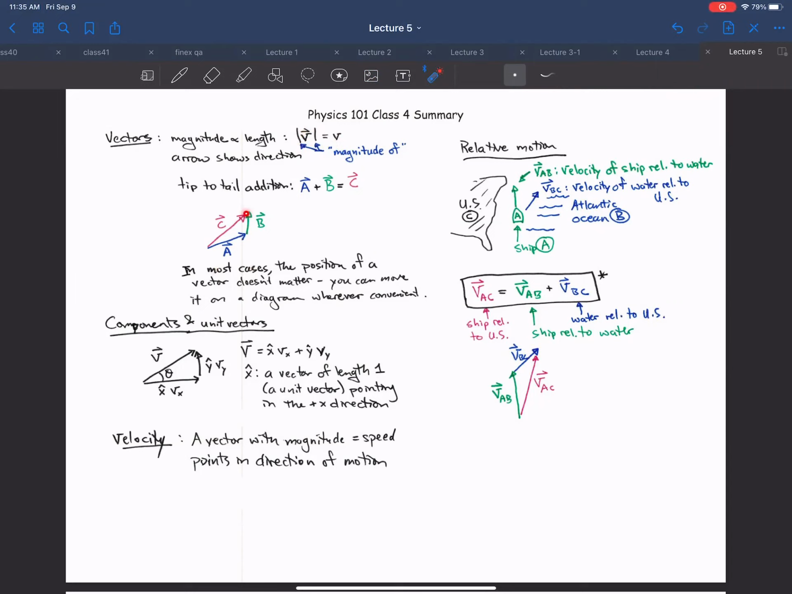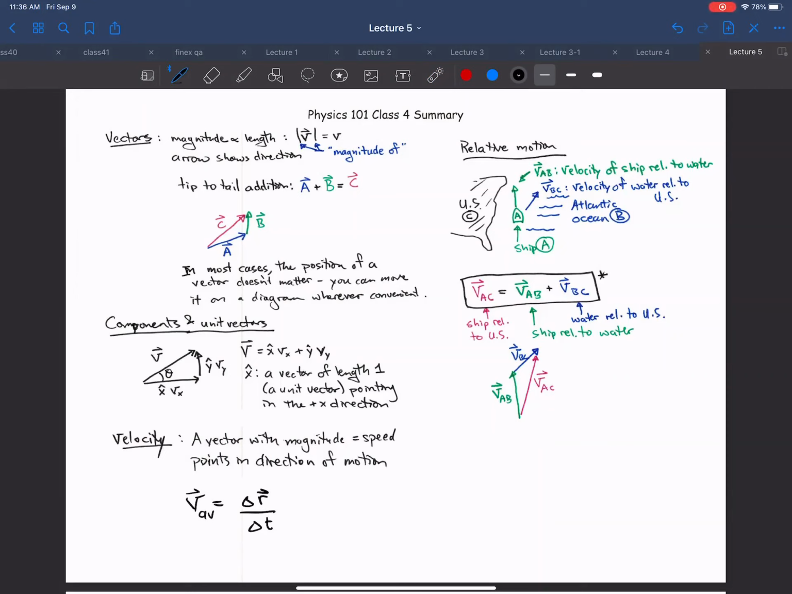We talked about tip to tail addition, components, and you've had more practice with components on the homework. And we talked a little bit about the velocity. And as you saw on the homework, we could define the velocity vector, so the average velocity would be the change in position divided by the change in time. So hopefully you've already been using that for one or two of the homework problems.